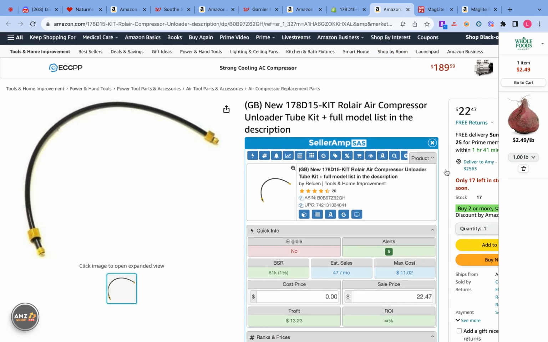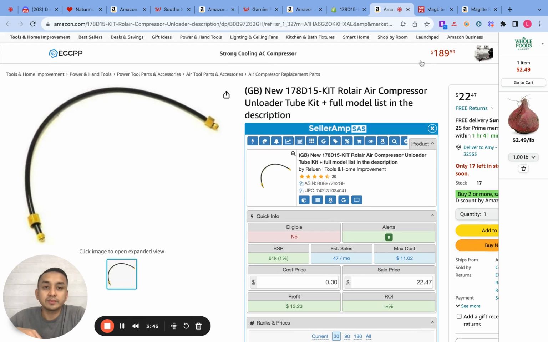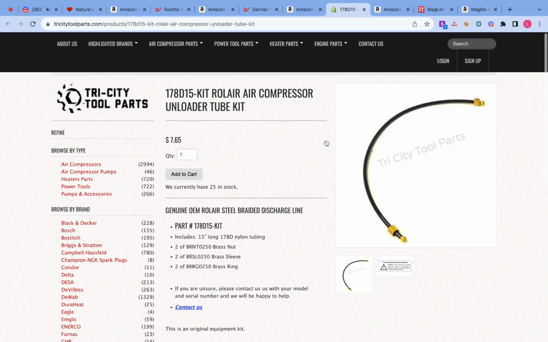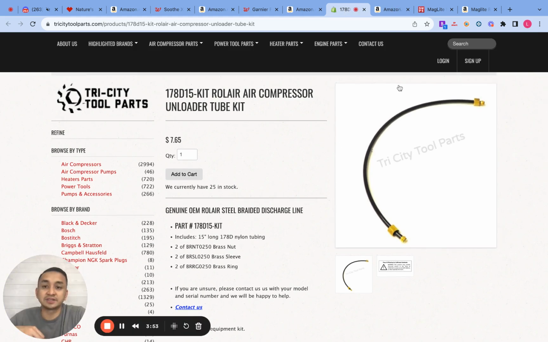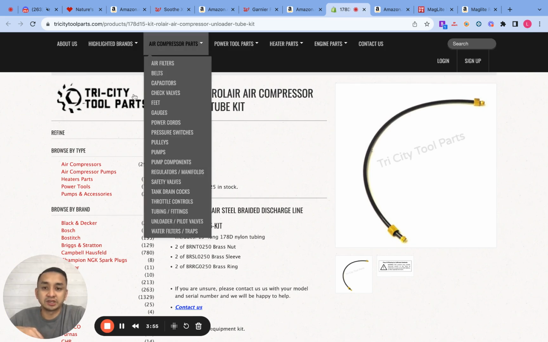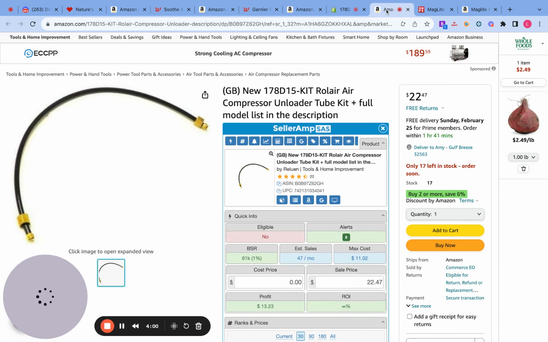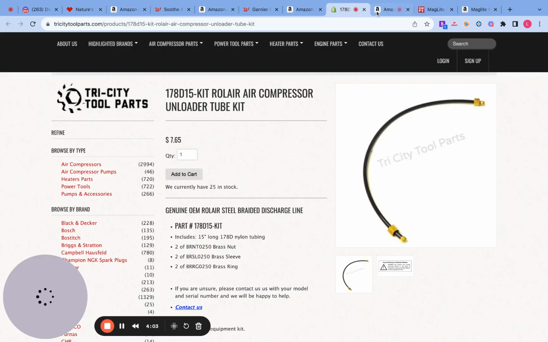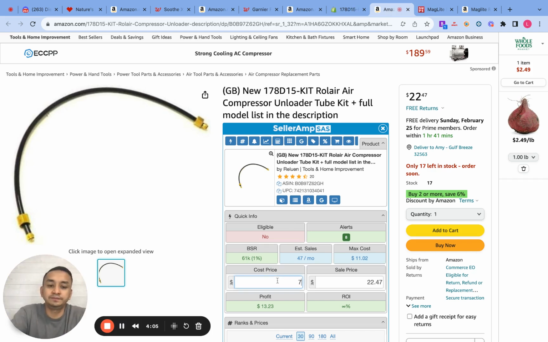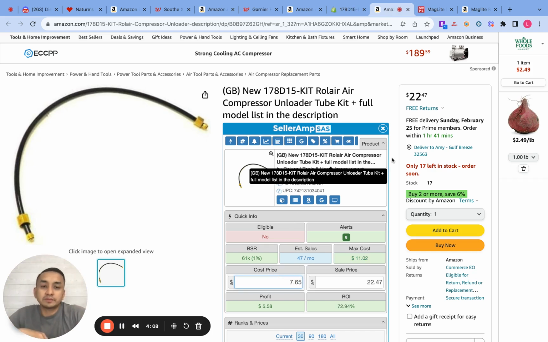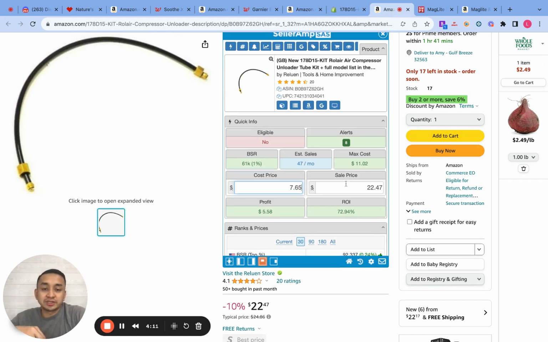Next one is, what is this? Air compressor tube. Let's see. So the price from the supplier's website is $7.65. So again, just look at the products, right? If they match. So the cost is $7.65. So ROI is at 70%, really high, really good. Profit of $5. Sales per month is at 47.